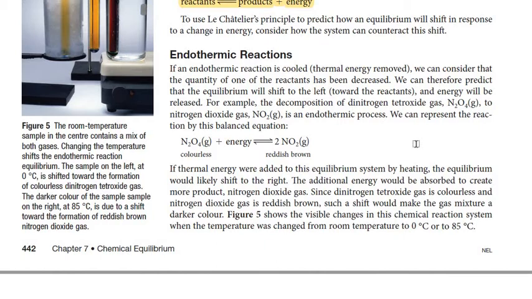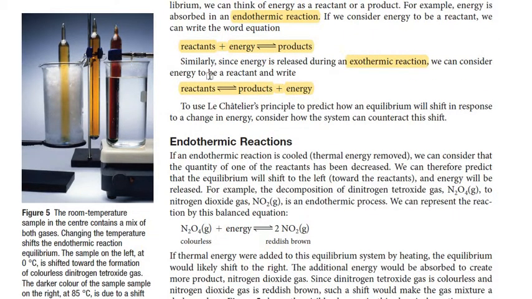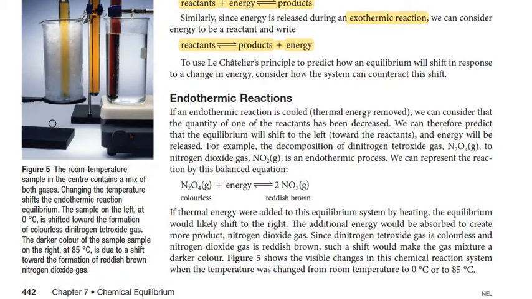Figure 5 shows the visible changes in this chemical reaction system when the temperature was changed from room temperature to 0 or to 85 degrees Celsius. As you see in this picture, the room temperature sample in the center contains a mix of both gases. Changing the temperature shifts the endothermic reaction equilibrium. The sample on the left at 0 is shifted toward the formation of colorless dinitrogen tetroxide gas. The darker color of the sample shifted to the right at 85 degrees is due to a shift toward the formation of reddish brown nitrogen dioxide gas, NO2.